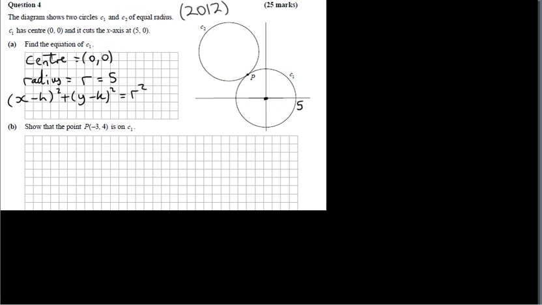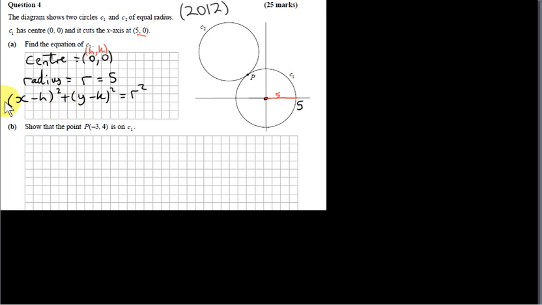The center is labeled H, K, H comma K. The radius of the circle is 5. How do we know that? Well, the distance of the center to the point with coordinates 5, 0 is obviously 5. So this is the radius. So the radius is called r.